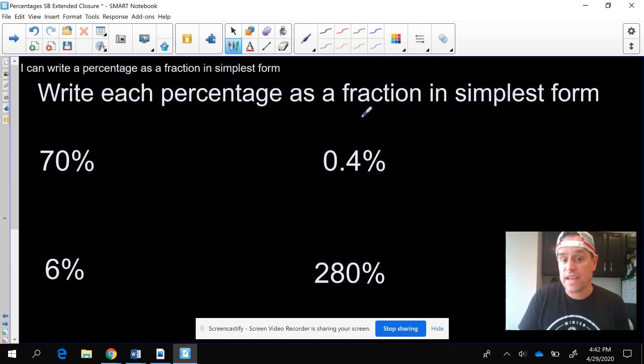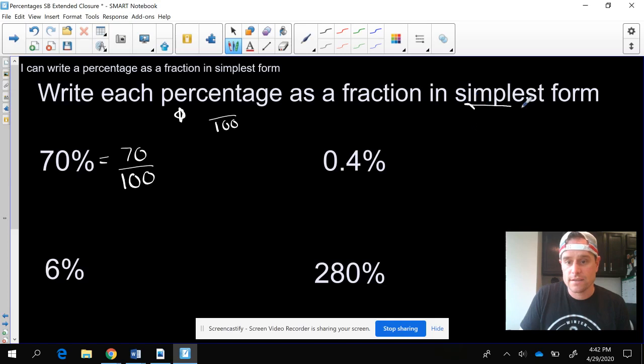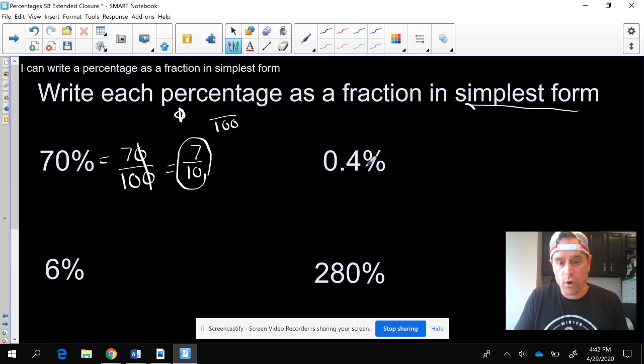It says write each percentage as a fraction in simplest form. Guys, we should know that all percentages are always something out of 100. Always, every single time. That's why we like percentages. If I said you had a 94% on the test, it is very easy to understand what 94% is, because it's 94 out of 100. So let's take a look at the first one. That should be 70 over 100. We want to put it in simplest form. So what I like to do is just cross off your zeros. That should be 7 over 10. And circle.